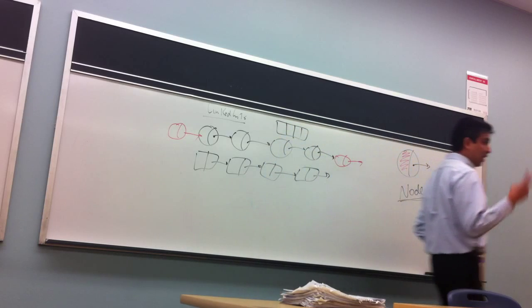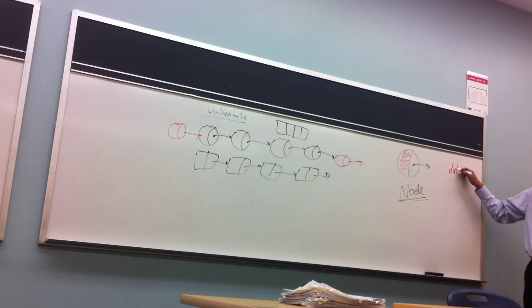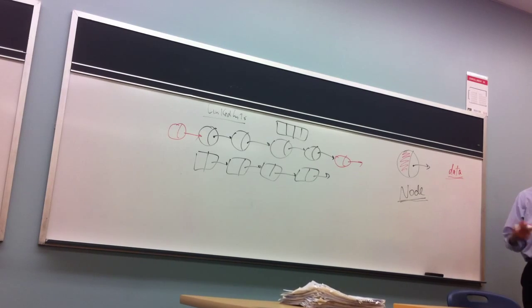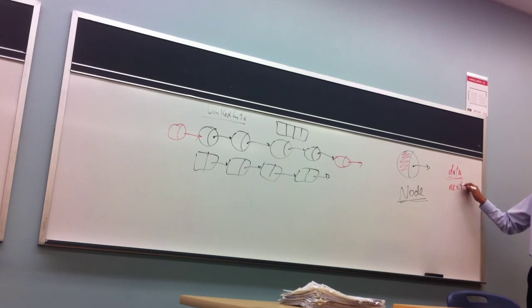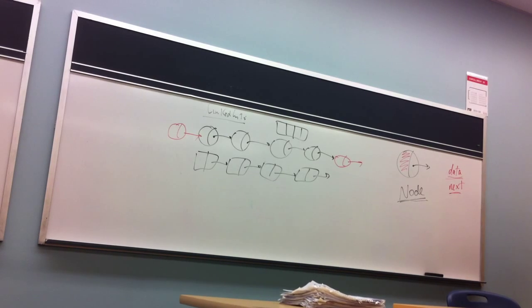So each node has two parts. One part is the portion of data that contains the information I want, and another portion that we're going to call next, that is going to be the piece of information that is going to inform me who's next.